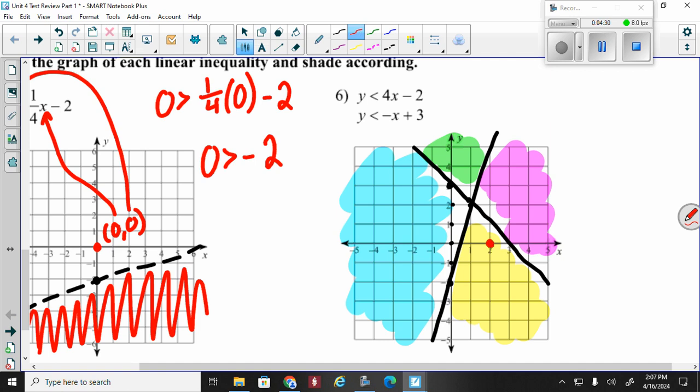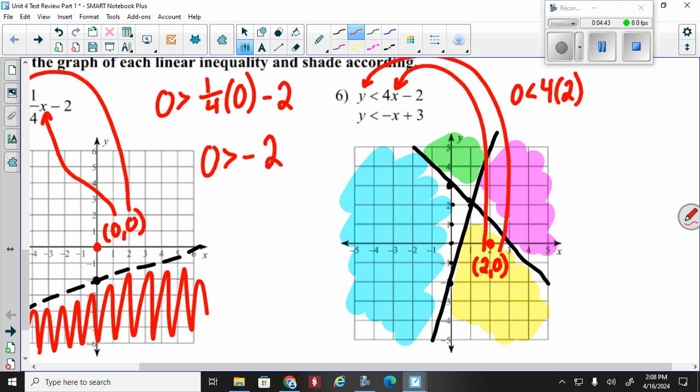So I'm just going to choose this point right here. So this is 2, 0. So I'm going to put a 2 in for x, put a 0 in for y. So 0 less than 4 times 2 minus 2. Does that make a true statement? The answer is yes, it does.